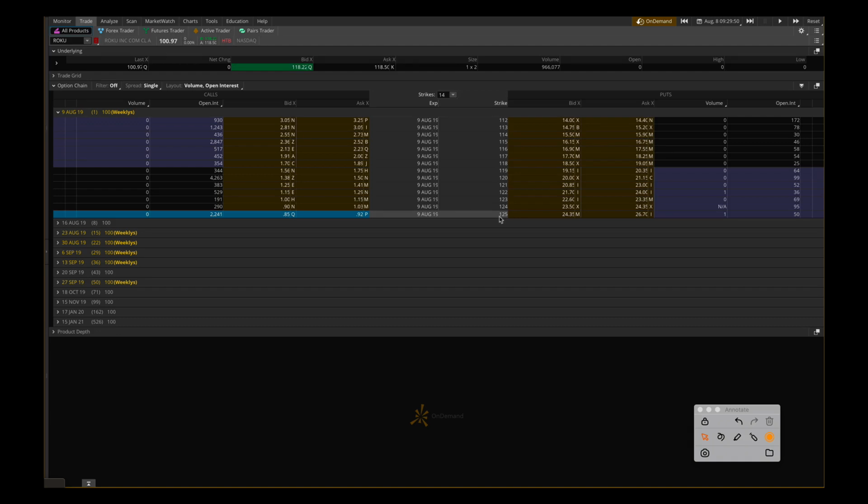Usually when I play call options or put options, I like to play something that's in the money or at the money because they actually move a lot better than playing out of the money, because playing out of the money is very, very risky.